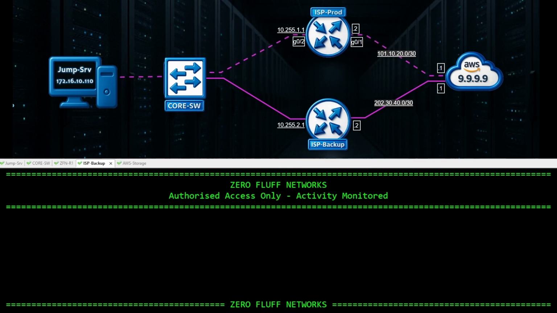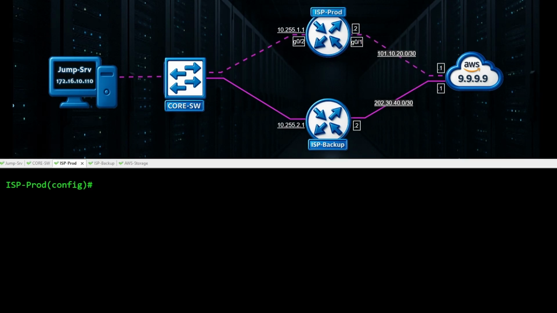An EEM policy is like an if-then statement. Event detectors are like the if. Basically, if we see these alerts in logs, the action section is the then part. If we see those logs, then execute these commands. So let's take a look at the configuration.